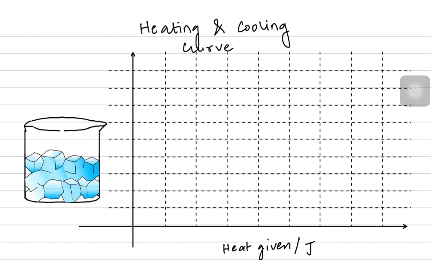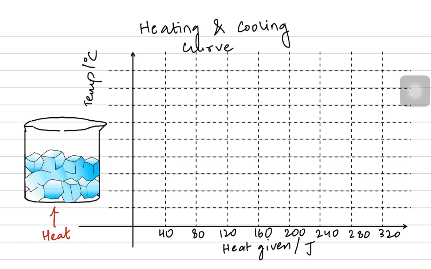Imagine I'm heating a substance and I'm plotting the heat energy given on the x-axis. For example, 40 joules or 80 joules, then 120, 160, marking after every 40 units on the x-axis. So on the x-axis I'm plotting how much heat is given to a beaker of ice. And on the y-axis I'm placing the temperature, starting my y-axis from minus 20 degrees, and after every 20 degree increase I'm plotting the value.